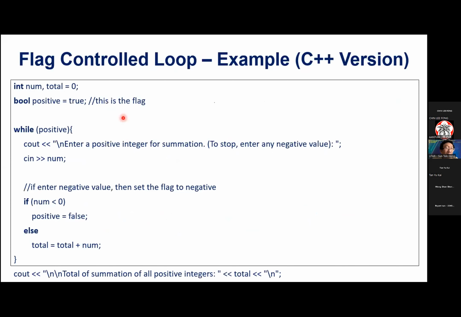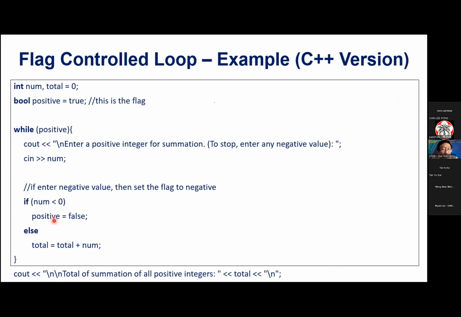So if you look at this example here, now we make the Boolean variable positive true. So while positive is true, this while loop will continue to repeat itself, repeat until the variable positive has the value false.